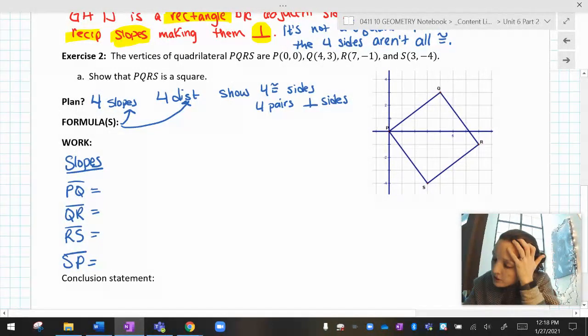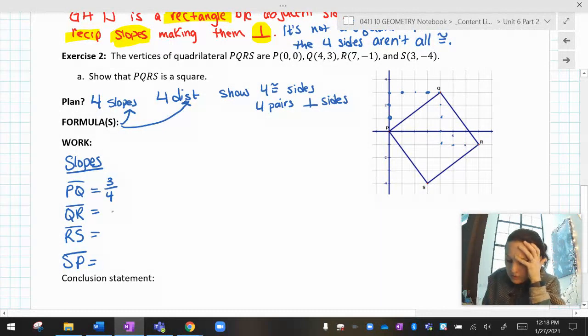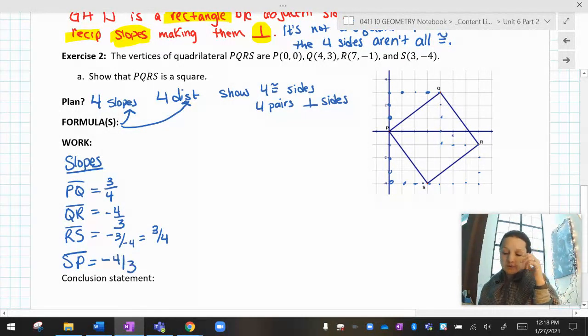All right, slope from P to Q, up 3, right 4, 3/4. QR, down 4, right 3, -4/3. RS, down 3, left 4, so that'd be -3/-4, which is just 3/4. And then PS, down 4, right 3, -4/3.